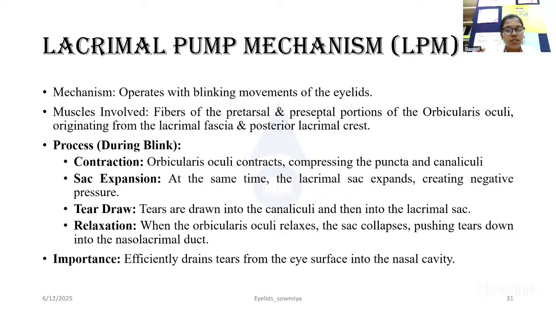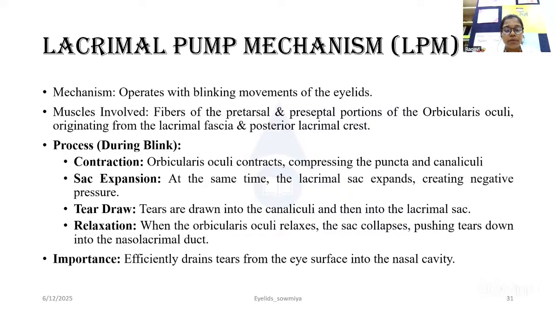The mechanism operates with the blinking movement of the eyelid. Muscle involved: fibers of the pretarsal and preseptal portions of the orbicularis oculi, originating from the lacrimal fascia and posterior lacrimal crest. Process during blinking. Contraction: orbicularis oculi contracts, compressing the puncta and canaliculi. Sac expansion: at the same time, the lacrimal sac expands, creating negative pressure. Tear draw: tear is drawn into the canaliculi and then into the lacrimal sac.